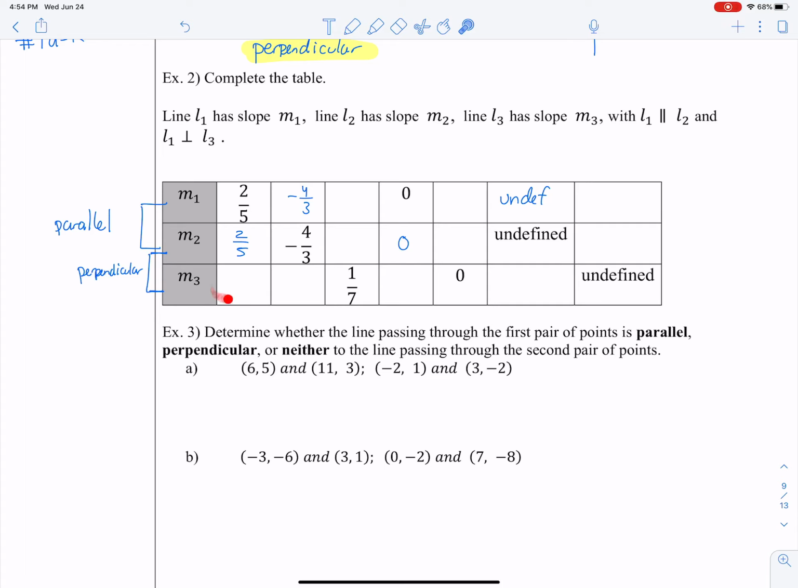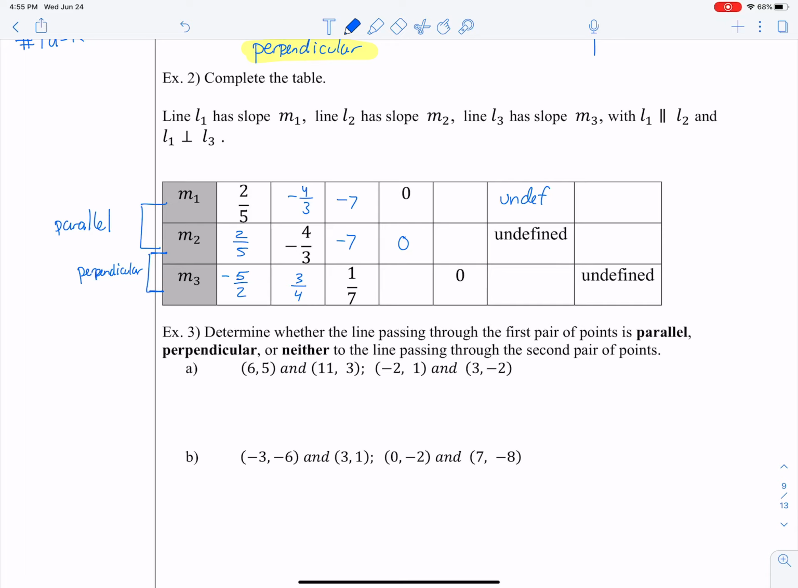Then, going down here, now these are perpendicular. So what we need to do is flip the fraction and change the sign. So this is going to become 5 over 2, and we're going to make it negative. This one's going to become 3 over 4. Because it was negative, it's now going to be positive. This one's going to be 7. It's 7 over 1, but that's a whole number, so we're just going to write 7, and we make it negative. And then, because this is parallel on top, we can also make that negative.